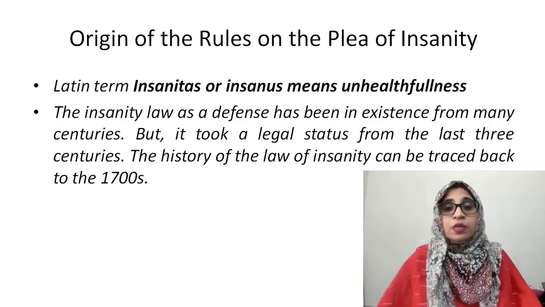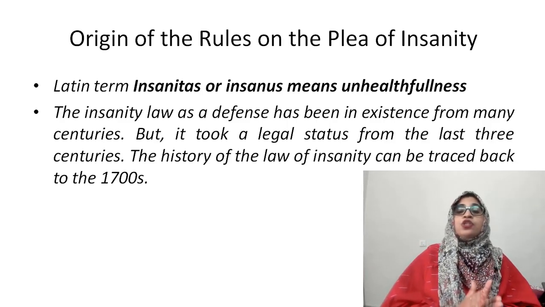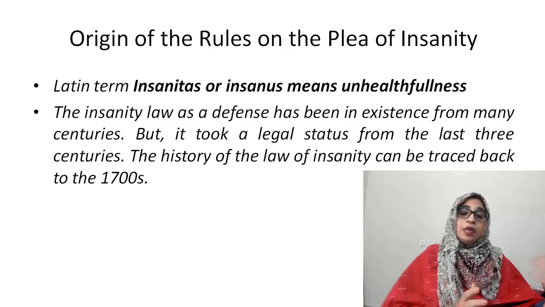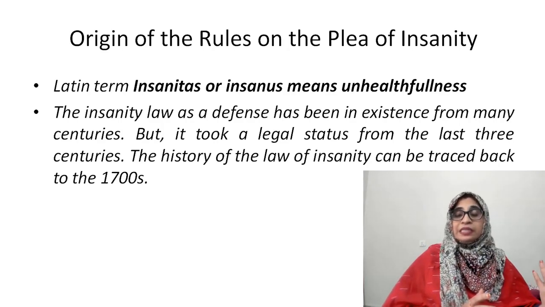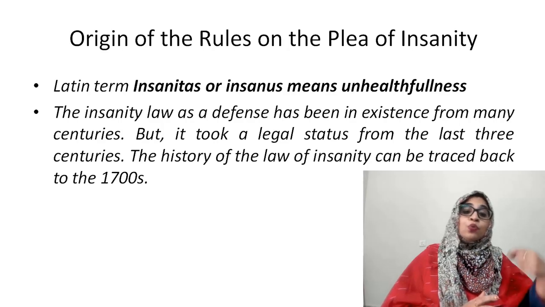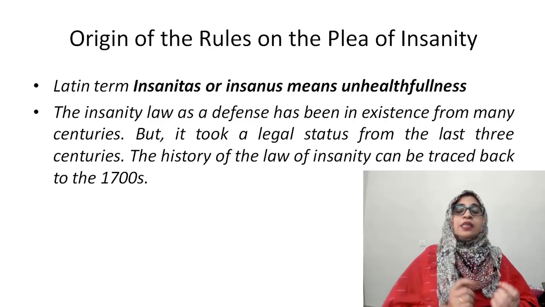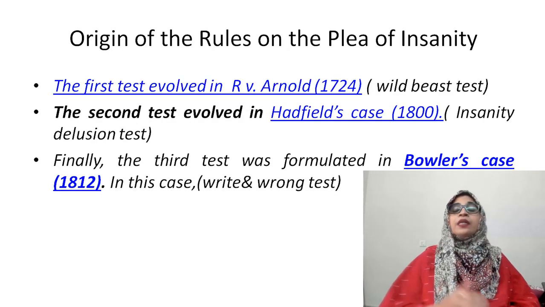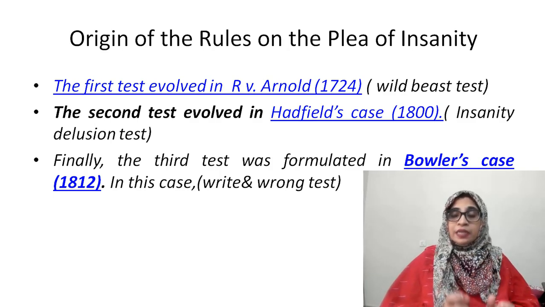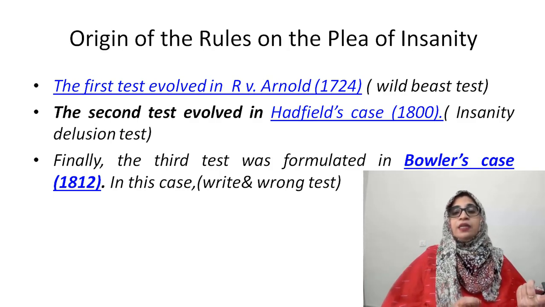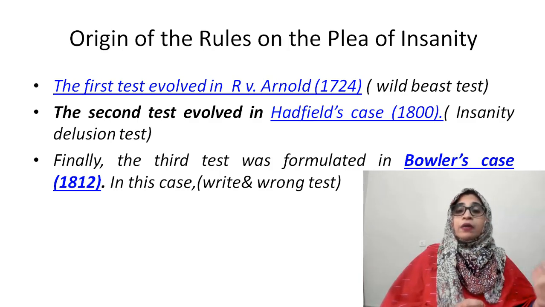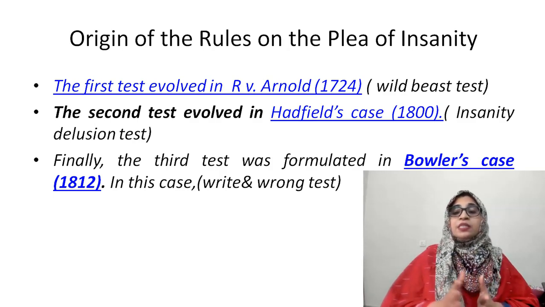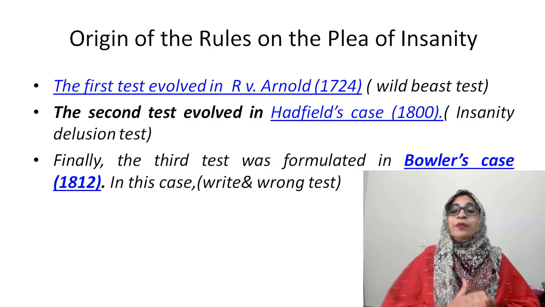Now we will discuss the history of insanity, that is, the origin of the rules on the plea of insanity. When we look at the history, this legal insanity was used in the 16th century, and this particular term was used around the year 1700. First, they decided a few tests of legal insanity, whether the person has insanity or not, and whether the accused gets punishment or not, on the basis of three tests according to various cases. The first one is the wild beast test.